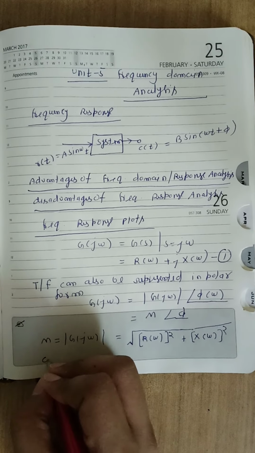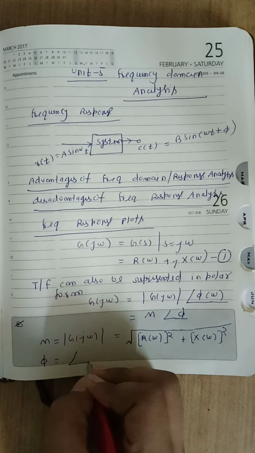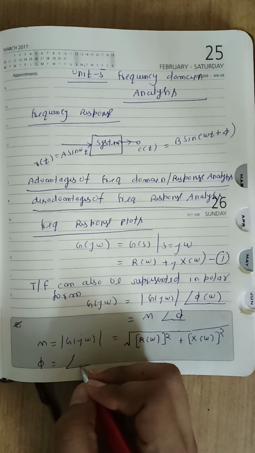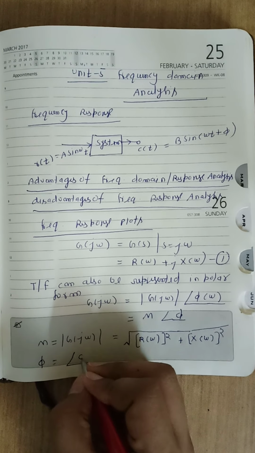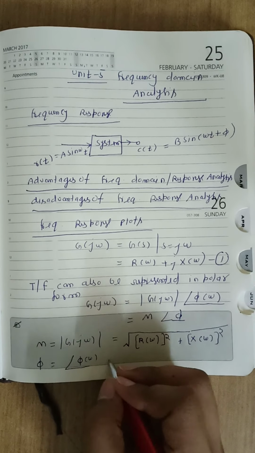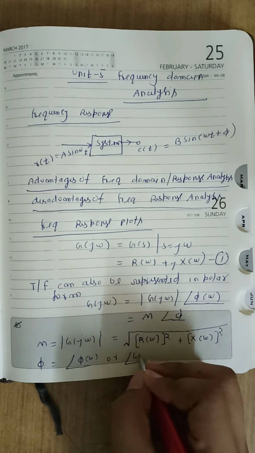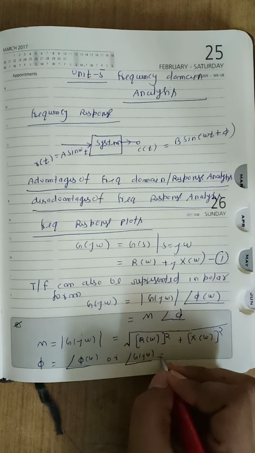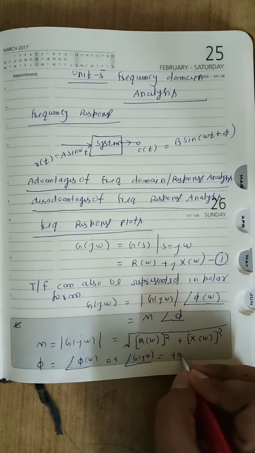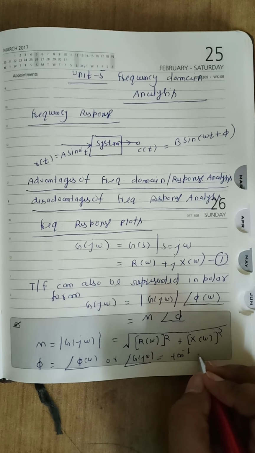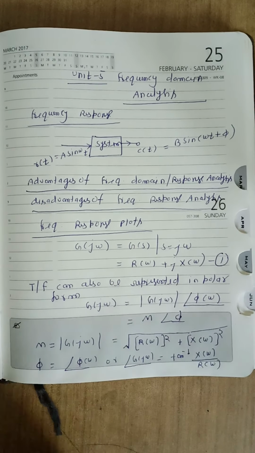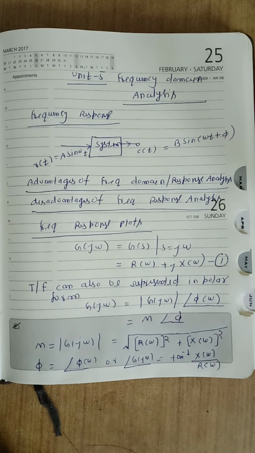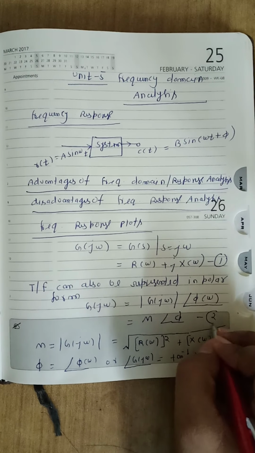Similarly, the phase angle is given by φ(ω), or you can write the angle of G(jω), equals tan inverse of imaginary upon real. Imaginary means X(ω), real means R(ω). Suppose this is my equation second.